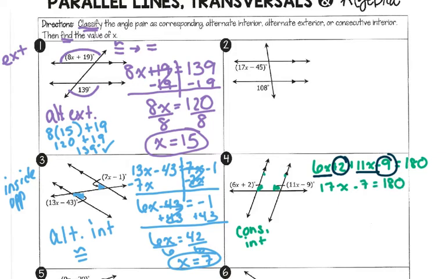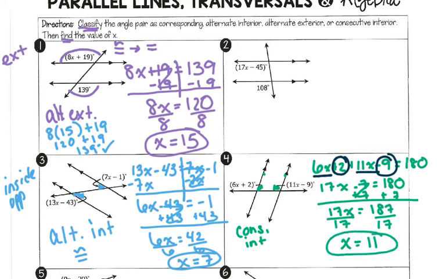So now you have a two-step equation that you can solve. I'm going to add 7 to both sides first. They cancel out here. You're left with 17x is equal to 187. Dividing by 17 to get x by itself, you get x is equal to 11.